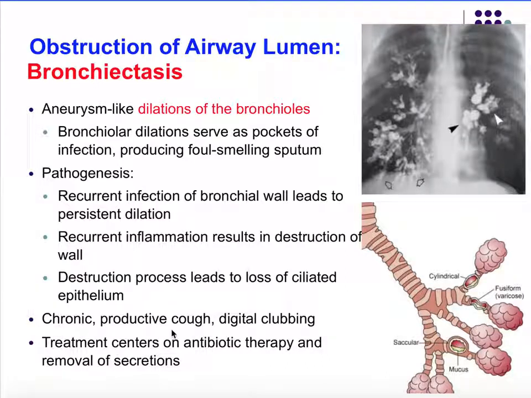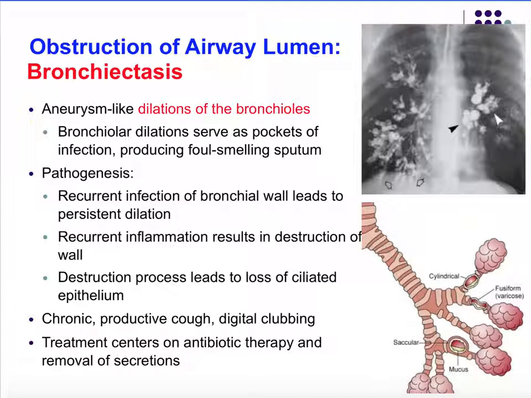You'll see chronic productive cough, and you can also see digital clubbing. Now, digital clubbing, again, I'm mentioning it here with bronchiectasis, but it can happen in any condition where you have really low oxygen, and I'll talk about what that is in the next slide.